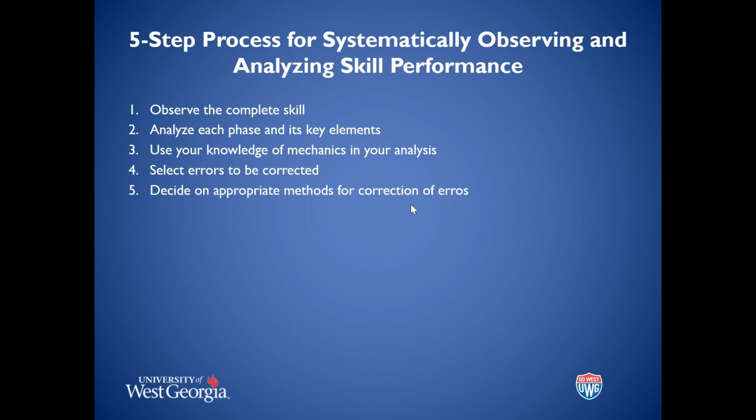You look for the errors that can be corrected. So you select which ones are to be corrected. Sometimes you'll see a lot of them, and then you have to figure out which one to focus on first. You may make a list and then figure out which one to focus on first, because it's really hard to change a lot of things at once. And then once you've looked at those, you figure out what's the best method for correcting those errors. What sequence is best, but also what is going to get us there.